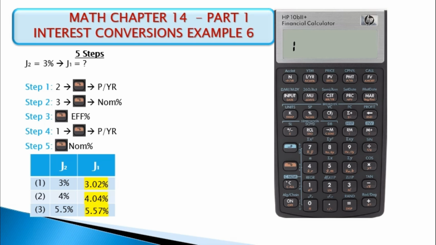What are we looking for? We're looking for what is J1 equal to. That's second function, then compute. So 3.0225 is equal to J2 equal to 3%. They're equal. So let me do that again. J2 equal to 3% is equal to J1 3.0225.